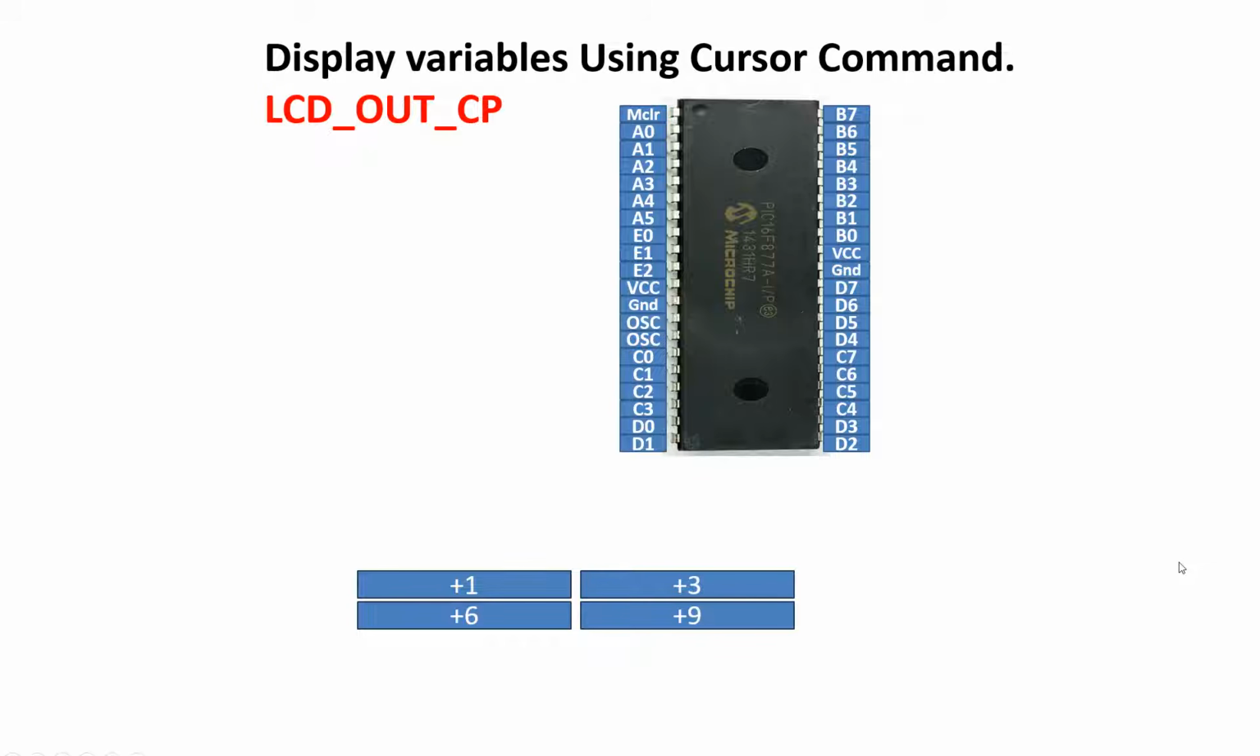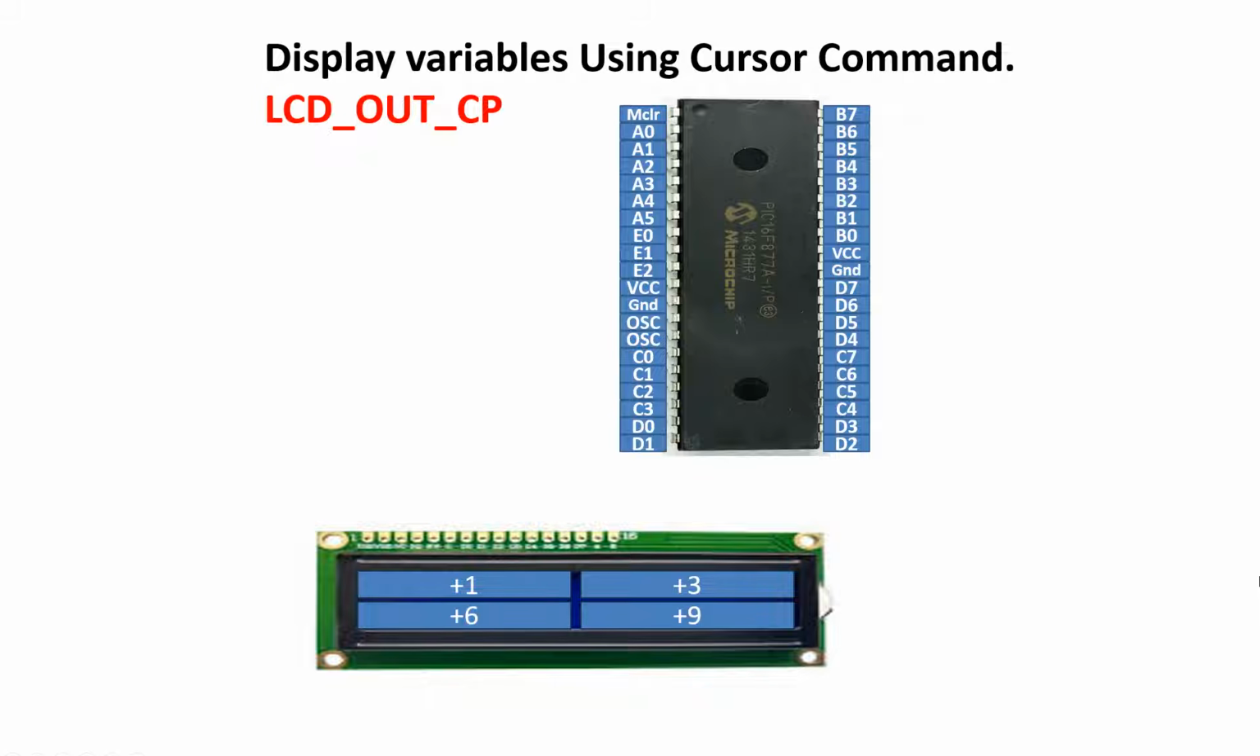Let me show you the components and then how to program them. In the LCD_Out_CP command, CP refers to cursor, so we will be using the cursor command. So guys, this is our LCD. It's an LM016 16x2 LCD. On the first row, on the left will be our first counter and on the right our second counter, and on the second row, on the left our third counter and on the right the fourth counter.